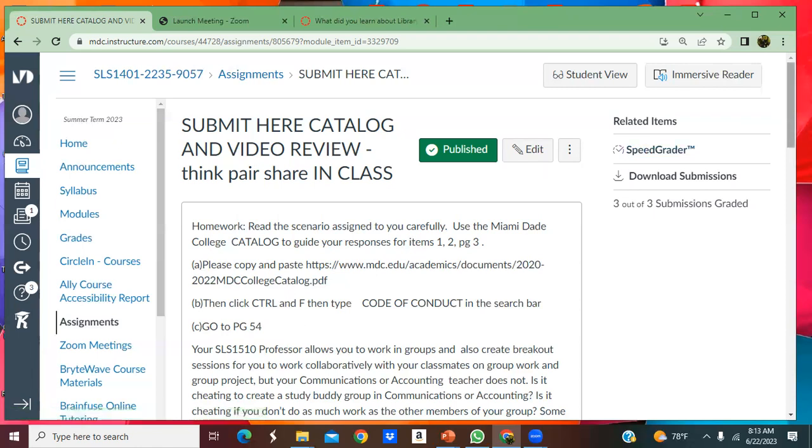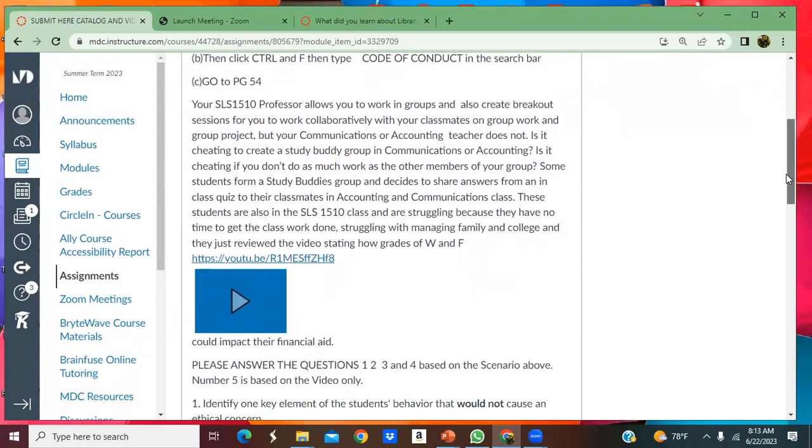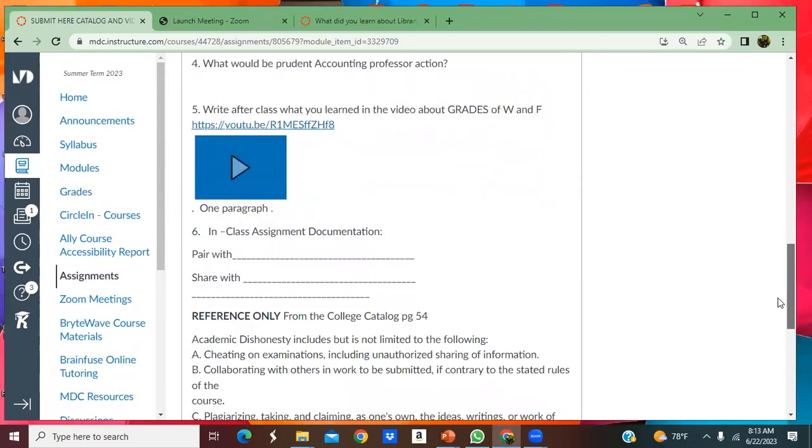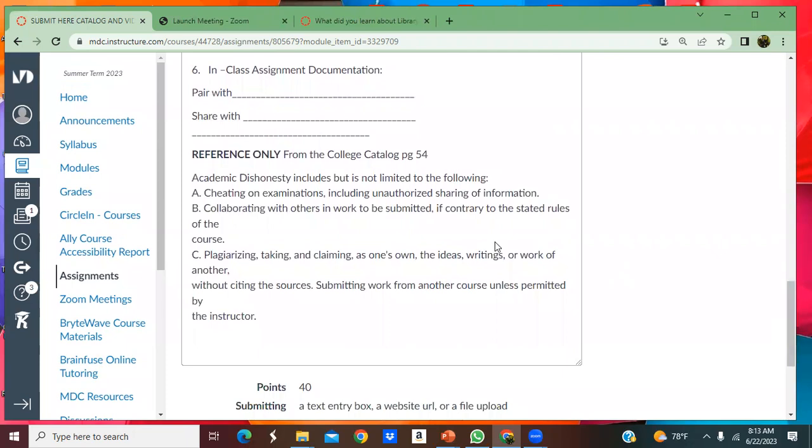But when you go to the bottom of the screen, all the way to the bottom, is exactly what is in the catalog. So you don't have to look it up. Here it is right here. I already pulled it and copied and pasted that section for you right here. So this is a section you would have gone and looked up, but I put it here so it makes it easier.